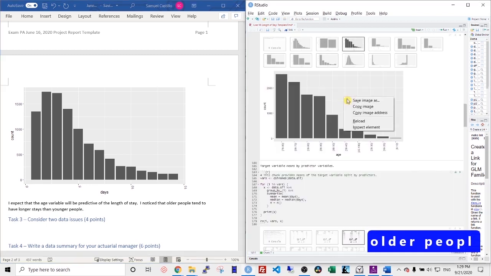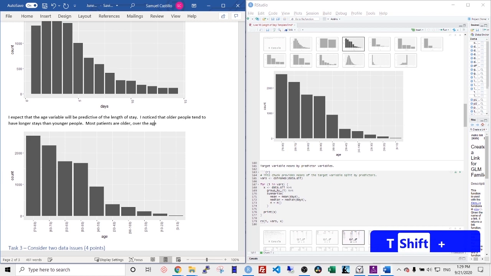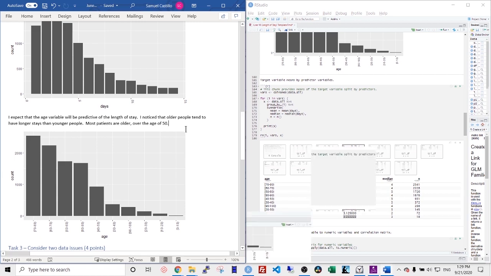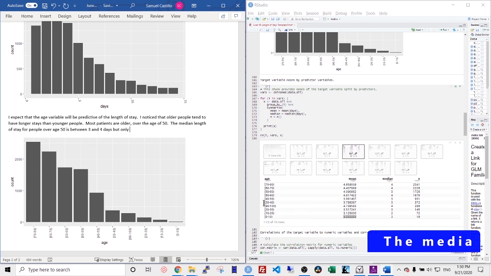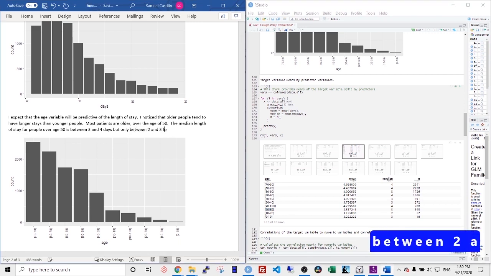Now let's grab this histogram. So most patients are older, over the age of 50. And I can say the median length of stay for people over the age of 50 is between 3 and 4 days, but for people under the age of 50, 30 to 40, it's 3, 20 to 30, 3, 10 to 20, it's 3, it's between 2 and 3 for patients under 50.